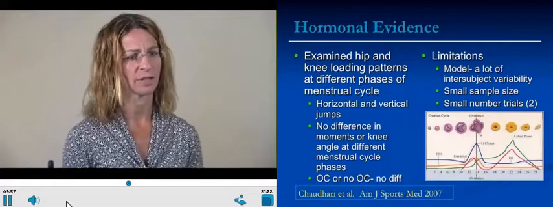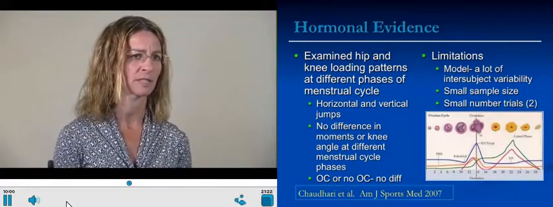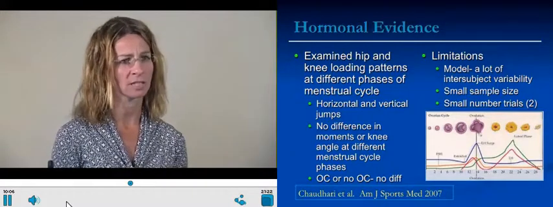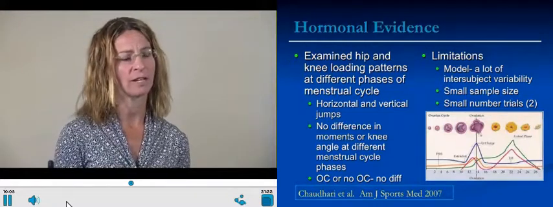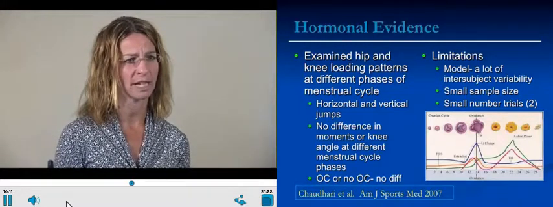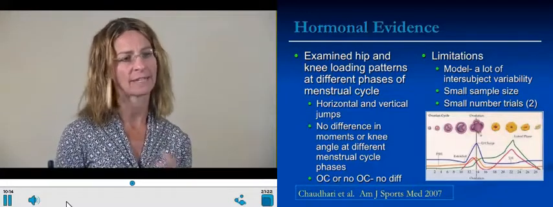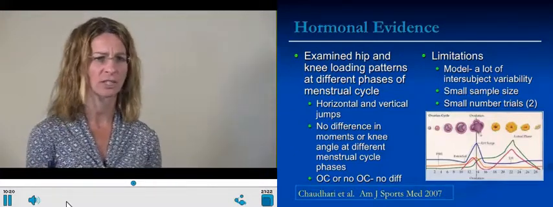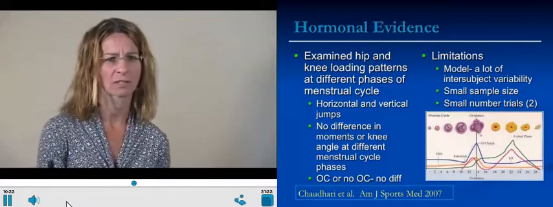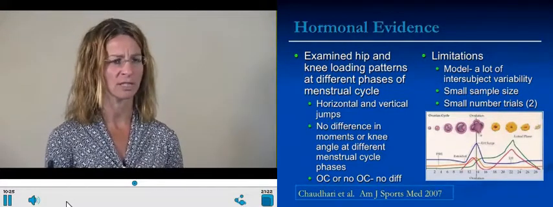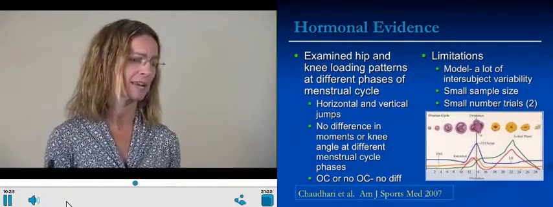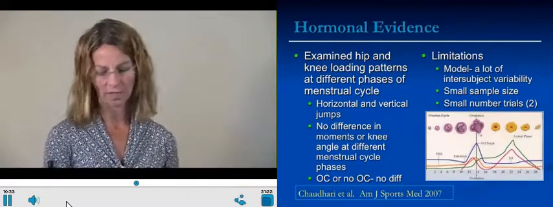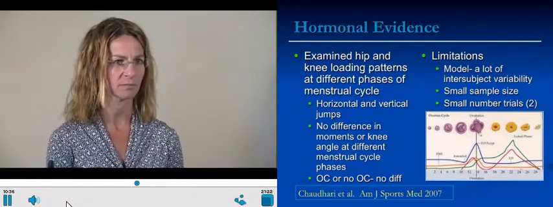More hormonal evidence. Another study in the American Journal of Sports Medicine in 2007 examined hip and knee loading patterns at the different phases of the menstrual cycle. They looked at horizontal and vertical jumps and showed that there was no difference in moments or knee angles at different phases of the menstrual cycle. And again, oral contraceptives or no oral contraceptives made no difference. However, there were a lot of limitations on this study. There was a lot of intersubject variability, a small sample size, and each subject only did 2 trials. So again, taking this into the lab didn't really show it, but if you look clinically, all the studies seem to support some sort of evidence.